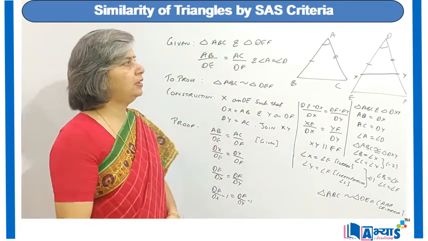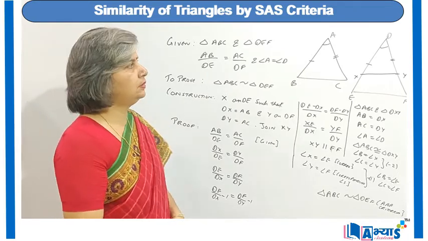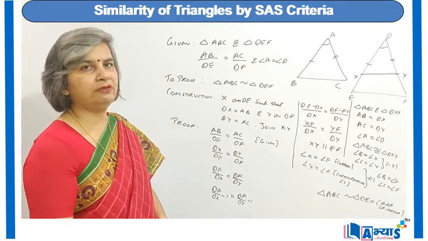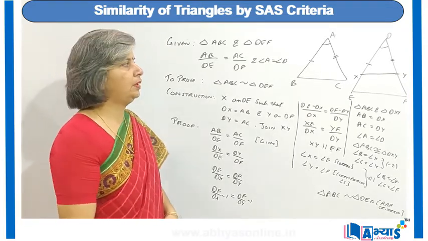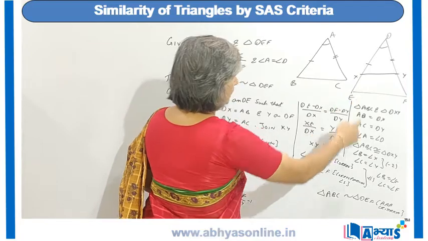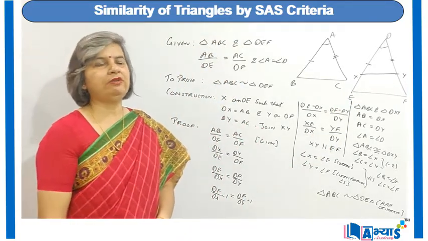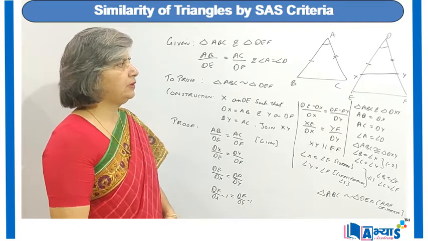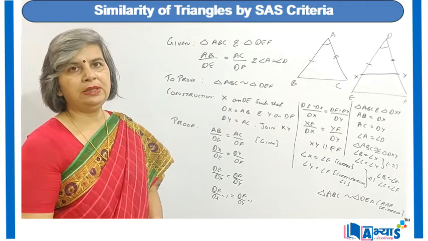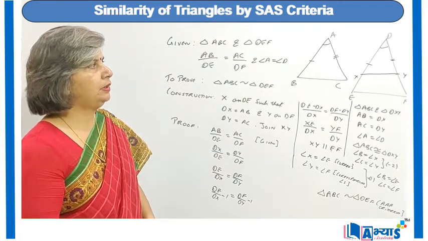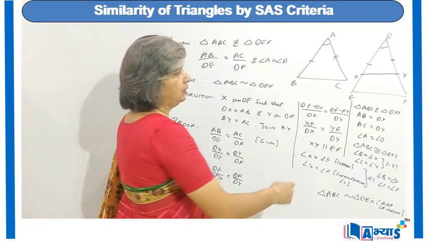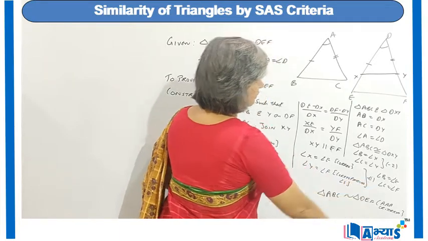Now we see that in a triangle, if a line is dividing two sides in the same ratio, that means XY is dividing the sides DE and DF in the same ratio, then XY is parallel to EF. So when XY is parallel to EF, angle X will be equal to angle E and angle Y will be equal to angle F, because they are corresponding angles. Because XY is parallel to EF, and if DE is the transversal, angle X will be equal to angle E. And similarly, if XY is parallel to EF and DF is the transversal, angle Y will be equal to angle F. We have taken this as equation 1.